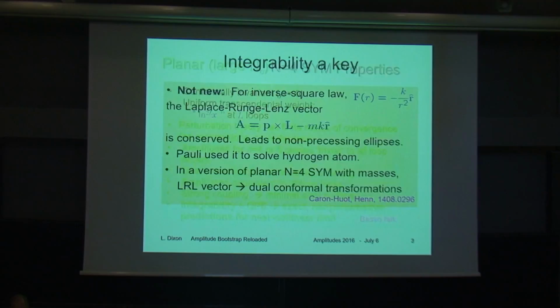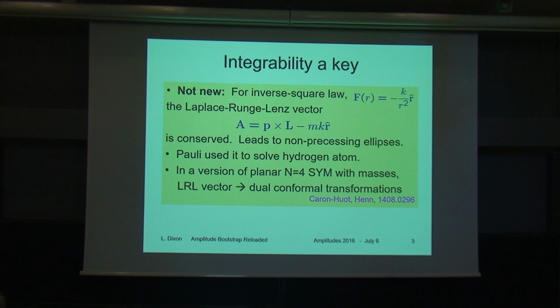Of course, integrability is a key to solving exact problems exactly without perturbation theory. Integrability has been around for a long time in various guises, and in classical physics, it's critical to generating non-chaotic, non-precessing ellipses in the case of things governed by inverse square laws, such as orbital mechanics.